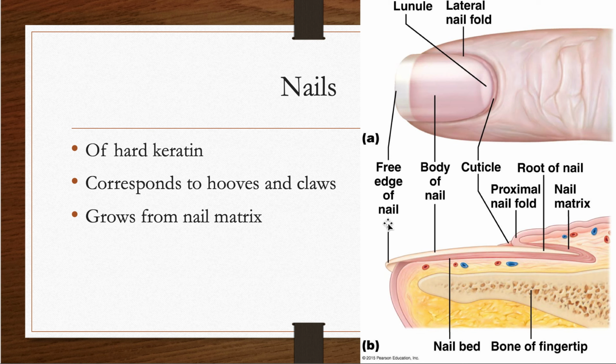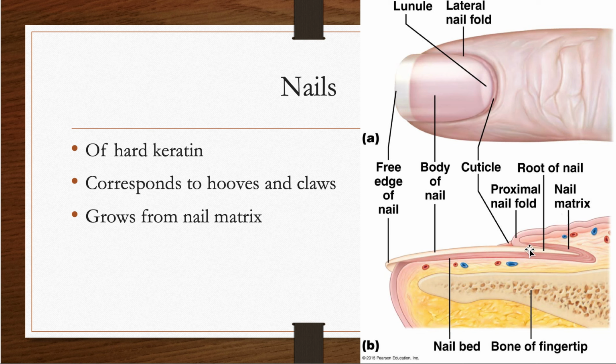The free edge of the nail is the part that overlaps the end of the finger. That's what you would cut when you cut your fingernails. The body of the nail is what rests upon the nail bed, and the nail bed is innervated, so it has nerves and pain function, and it also has a blood supply that provides blood to the fingernail to allow it to keep growing. Your fingernail grows from your nail matrix down here in the bottom right of this picture.